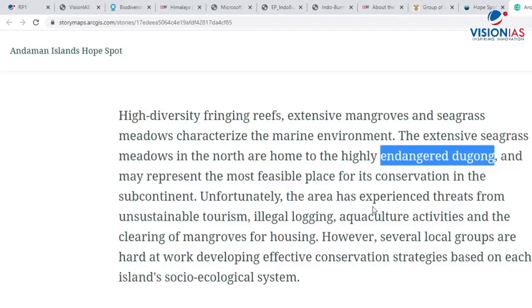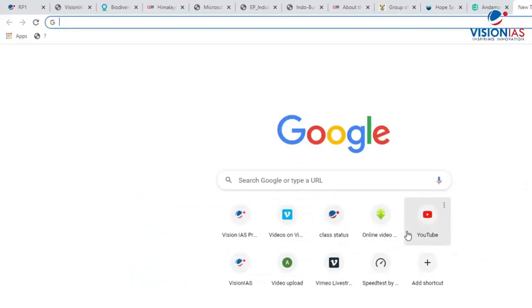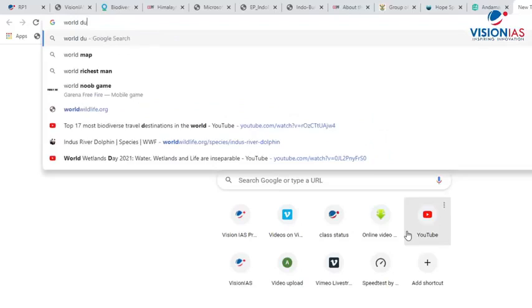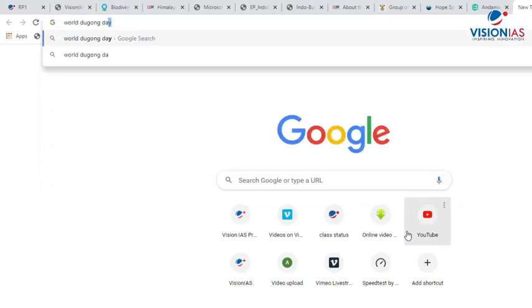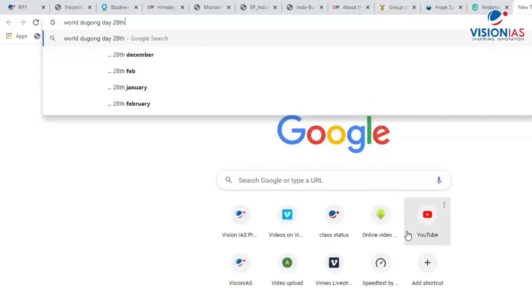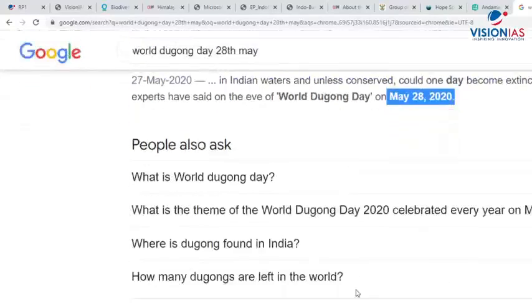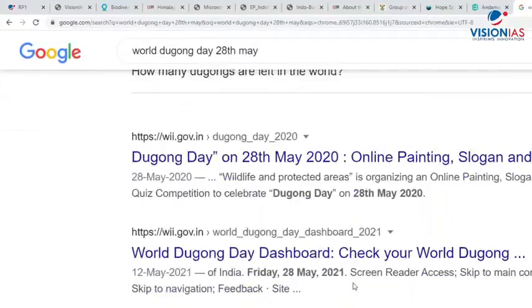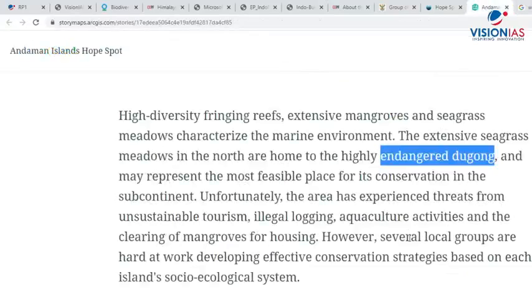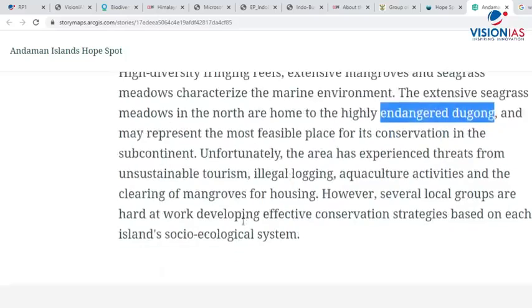Yesterday was World Dugong Day, if you remember, if you have seen the current affairs. World Dugong Day, 28th May, yesterday, it was in the news. World Dugong Day 2020. So here you'll find that in the Andaman water, dugong, the sea cow, is there. Then because of tourism, illegal logging, aquaculture and all, it is now under threat.